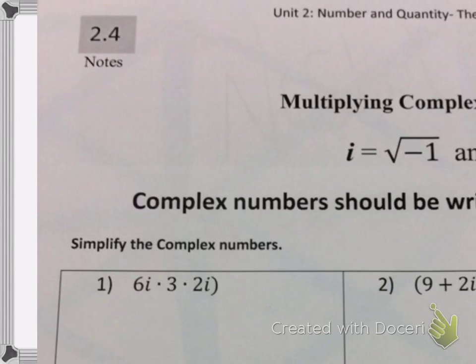This is note-taking guide 2.4. We're going to multiply complex numbers today. Again, just remember those two rules at the top: i equals the negative square root of 1 and i squared equals negative 1. On this note-taking guide, that set of parentheses right there is just a typo, so just ignore that.